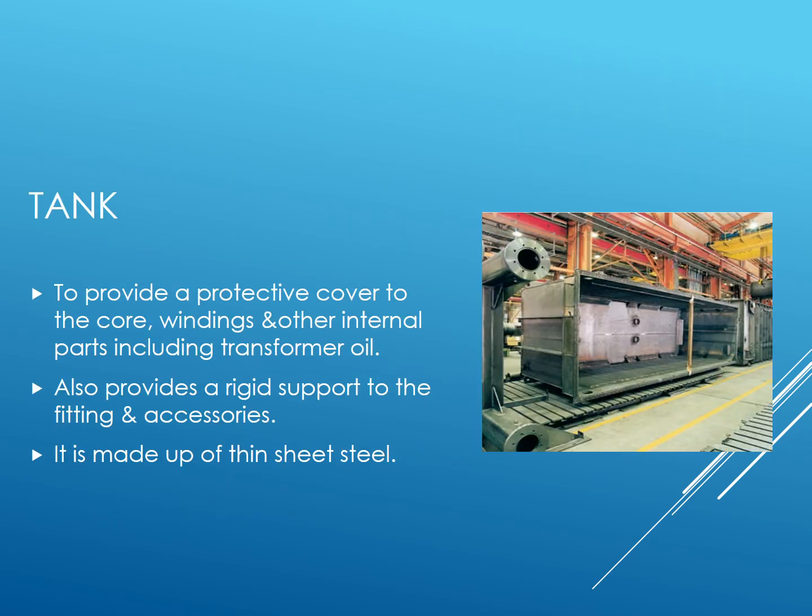The transformer tank is the outer cover to provide protection to the core, winding and other internal parts, including the transformer oil. It also provides rugged, that is strong, support to the fittings as well as to the accessories. The entire thing is fixed to this transformer tank only. And tanks are made up of thin sheet steel.